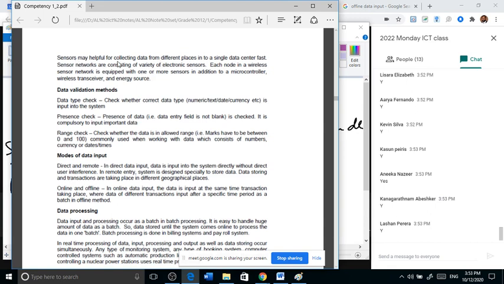Sensor networks are consisting of variety of electronic sensors. එතකොට light sensor එක, humidity sensor එක, temperature sensor එක, pressure sensor එක, ඒ වගේ proximity sensors. So like that many sensors are there. With the help of these sensors you can take the environmental changes and it will send it to a data center. Each node in a wireless sensor network is equipped with one or more sensors in addition to a microcontroller.